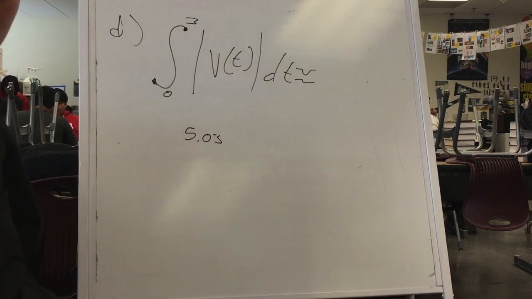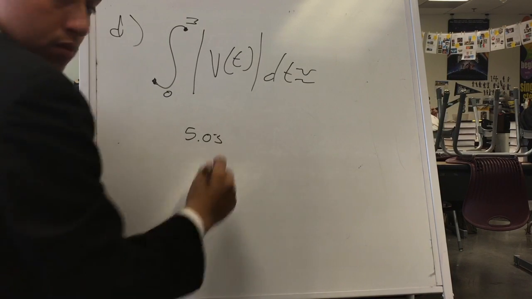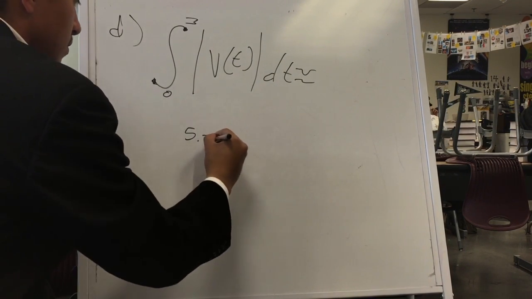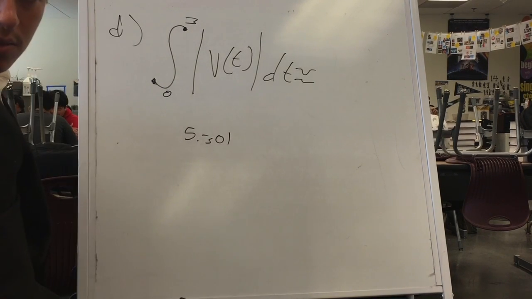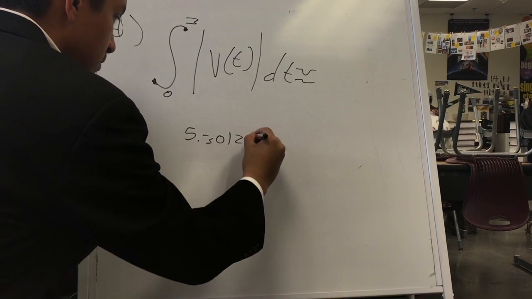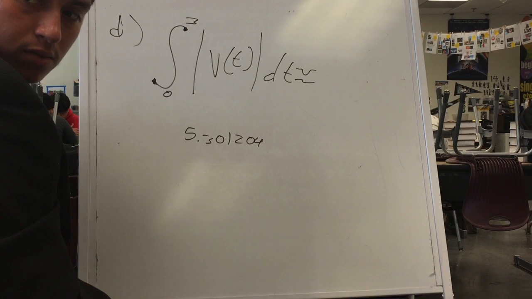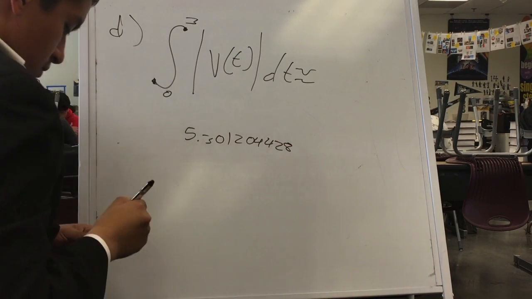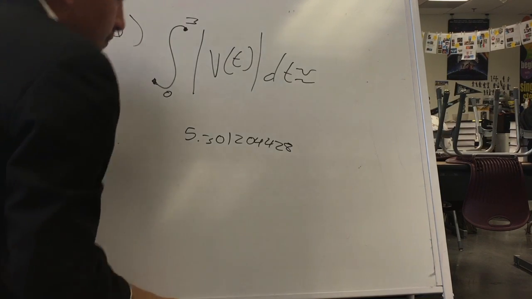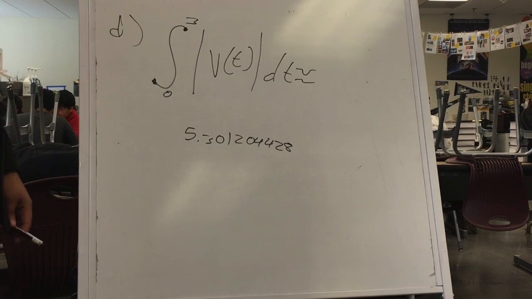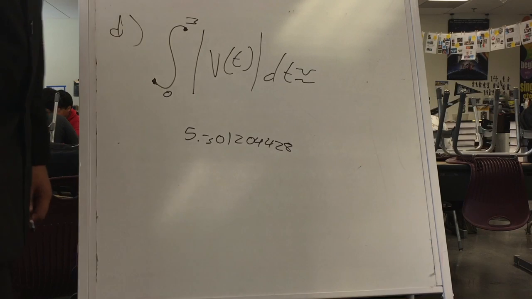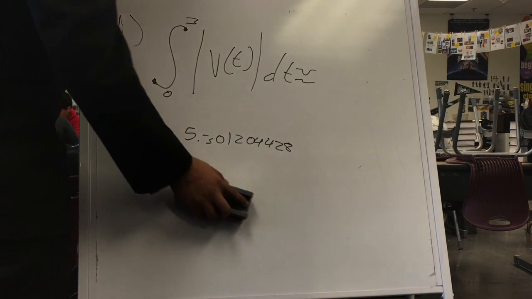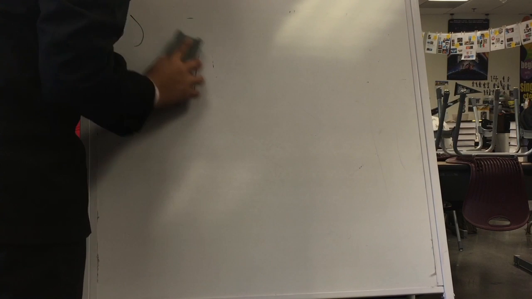So what we're gonna do is just plug it in there, and I'm not even gonna show you the graph because all you gotta do is put the absolute value. Once you do that, from the interval 0 to 3, your answer should be 5.3012044428. And these are the correct answers for FRQ 2016 AP Calculus.